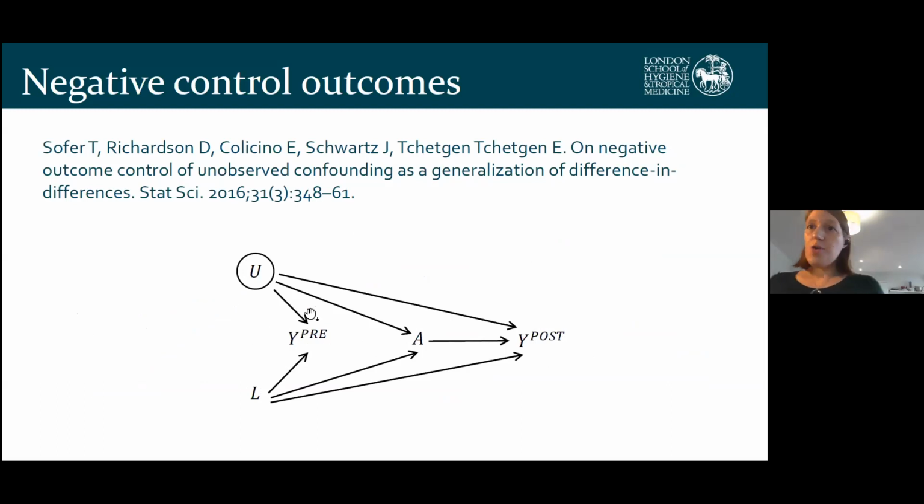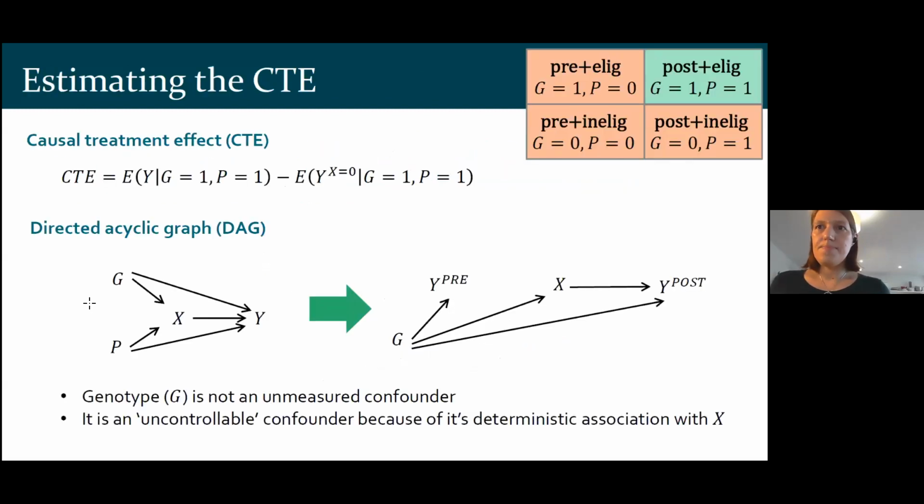So they show how we can use this pre-treatment outcome as a negative control outcome to investigate the possibility of unobserved confounding or bias due to unobserved confounding. And they then show how we can not only use this situation to detect bias due to unmeasured confounding, but also to make corrections for it using difference in differences analysis, which is what we've used here. So let me try to explain how we've applied this kind of approach in our setting.